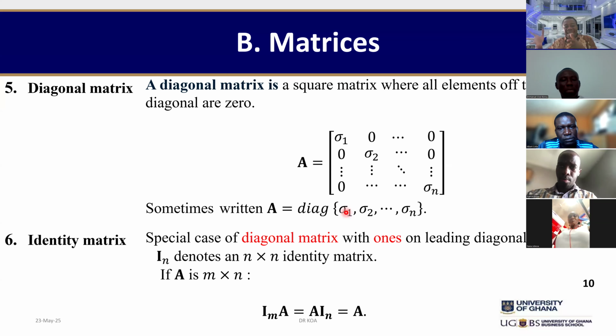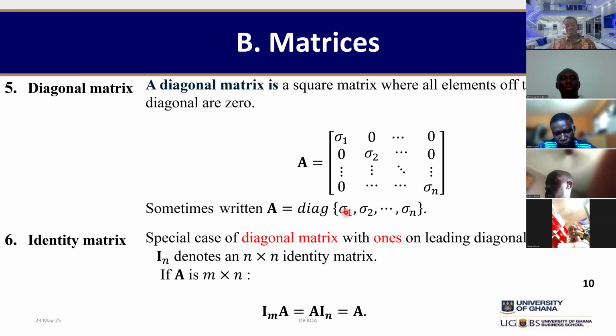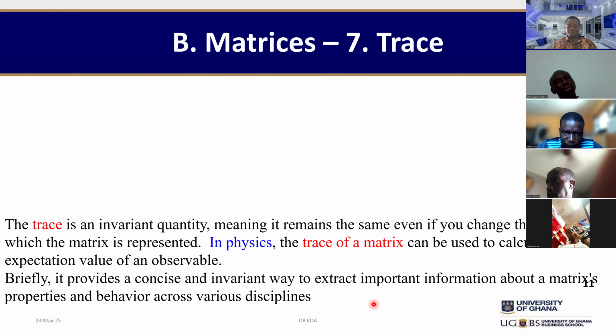It's not m by n. It is an n by n matrix. Keep that in mind. So we have a typical situation here where if A is an m by n matrix, then the identity matrix of A is equal to A, because everything in the identity matrix is 1.